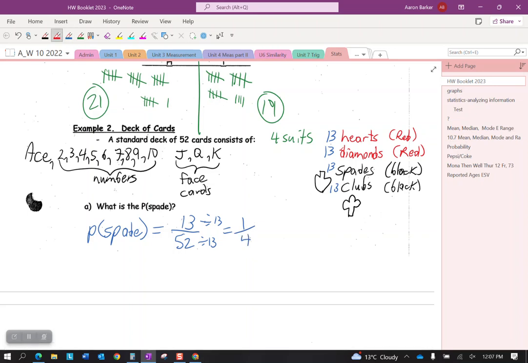Okay. Then you can divide it. 1 divided by 4. What is that as a decimal? 0.25. Then you can go times 100, and you get 25%.